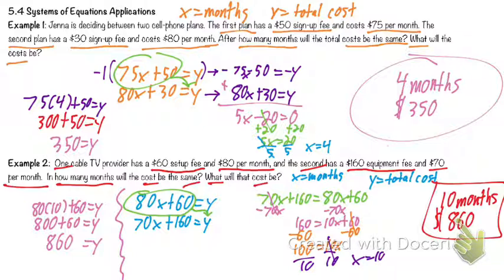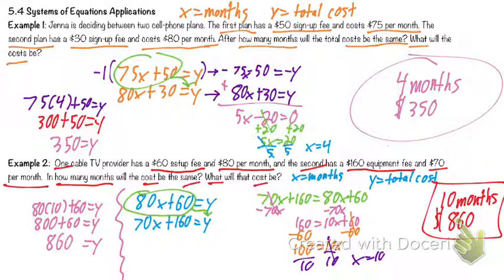Now, let's say you're only planning to have cable for 6 months. Which option would be cheaper, first or second? The first one, because it's a lower startup fee. Okay? So up until 10 months, the first one's cheaper. After 10 months, the second one's cheaper.